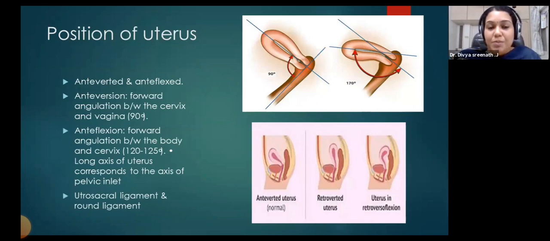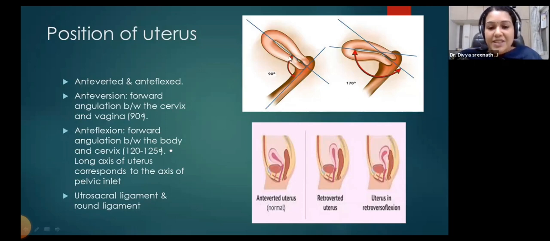Another thing is we will see the position of the uterus. The position of the uterus is normally anteverted and anteflexed. The long axis of the vagina with the long axis of the uterus makes this angle of anteversion, which is 90 degrees. Anteflexion means the uterus is flexed on itself. This is the angle of anteflexion. It is 125 degrees; here it is written wrong.